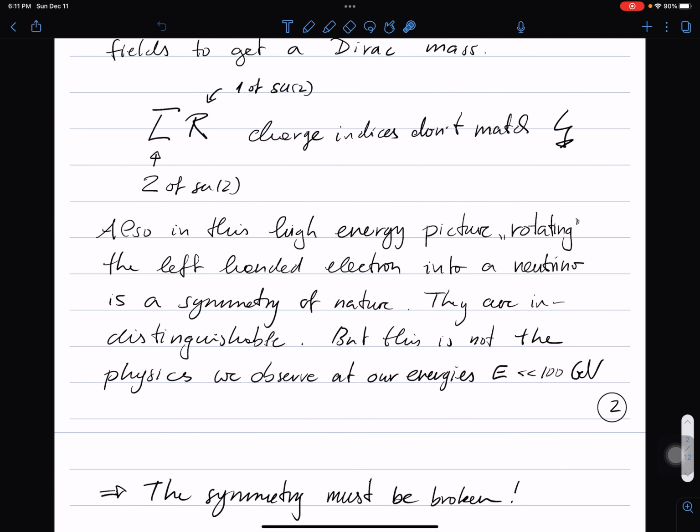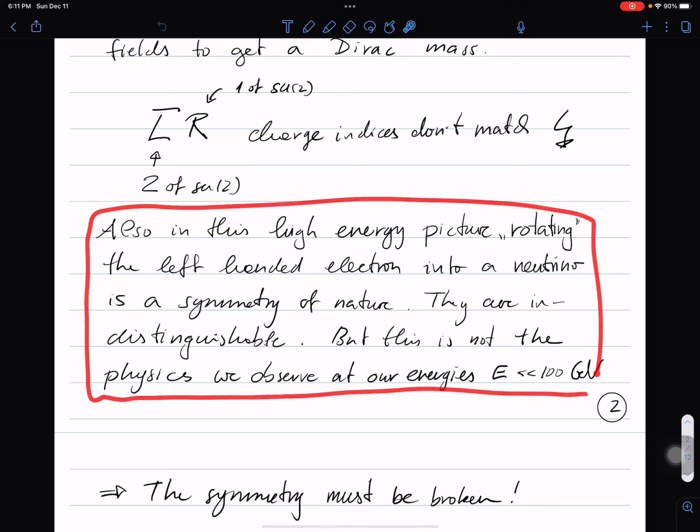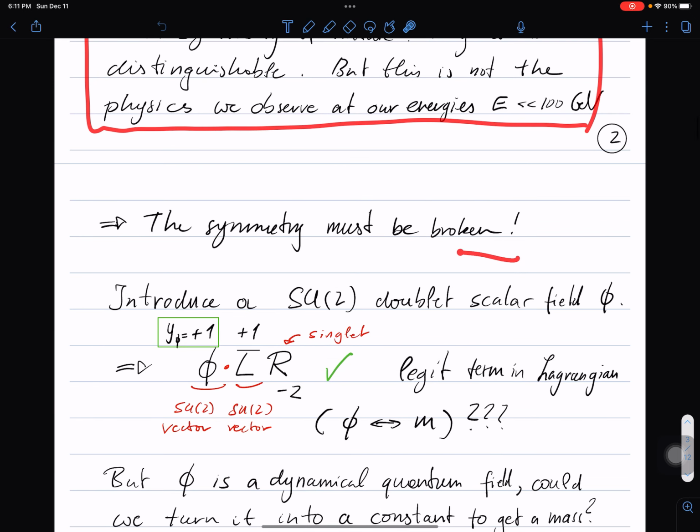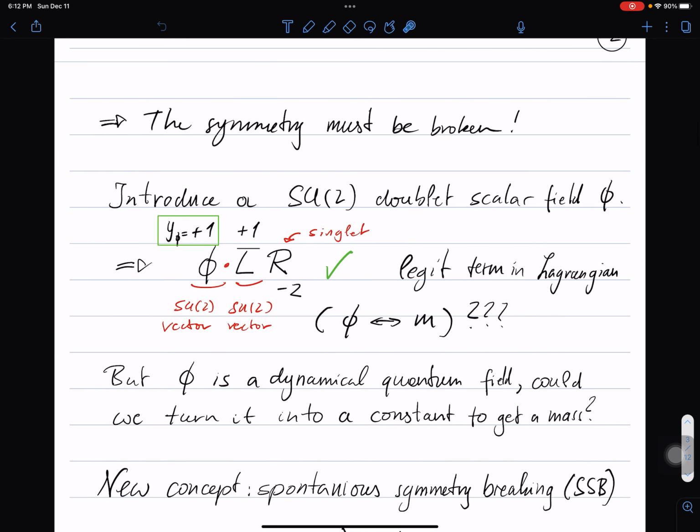Also in this big high energy picture, so essentially this whole picture that we're discussing with SU3, SU2 cross U1, this is only valid at energies above 100 giga electron volts, temperatures higher than 100 giga electron volts. And here, the left-handed electron can be rotated freely into the neutrino, and nothing changes. This is really not what we observe at energies well below 100 GeV. So something has to happen here. Namely, the symmetry must be broken. Let's see how this actually happens.